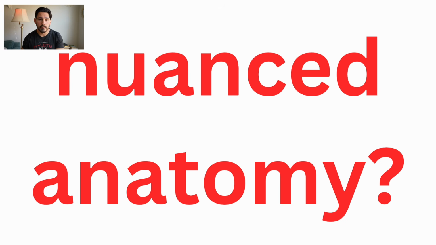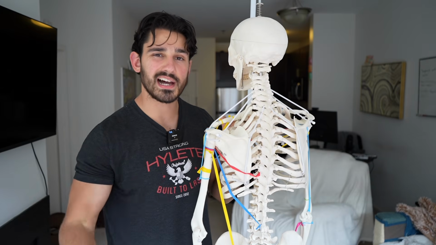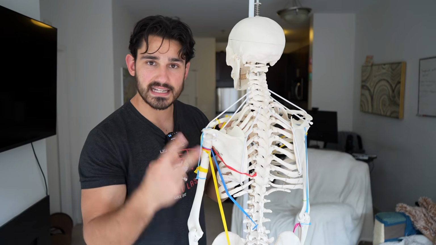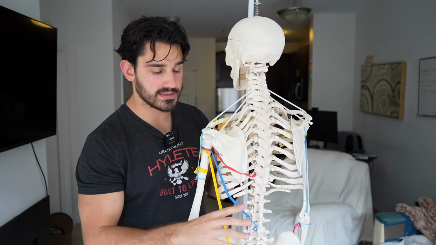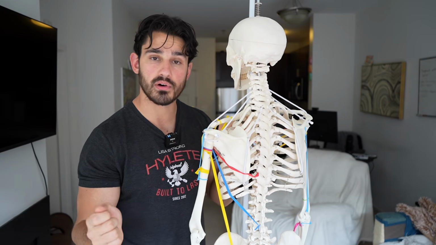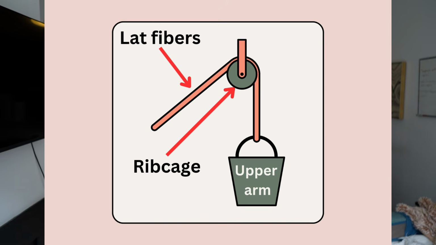So now that we've covered most of the major principles that we need to understand, let's get a little bit more granular and nuanced about the anatomy of the lats and how you can specifically maximize for training the lats if that's a goal of yours. So just to really put the icing on our cake in terms of understanding the lats, two major things. The first is that the lats you can essentially think about as a cable, and the rib cage you can essentially think about as being a pulley.